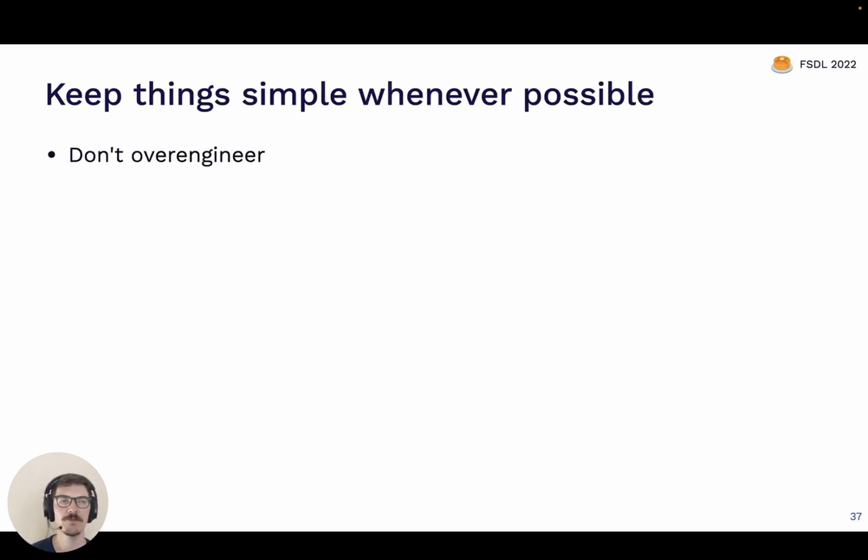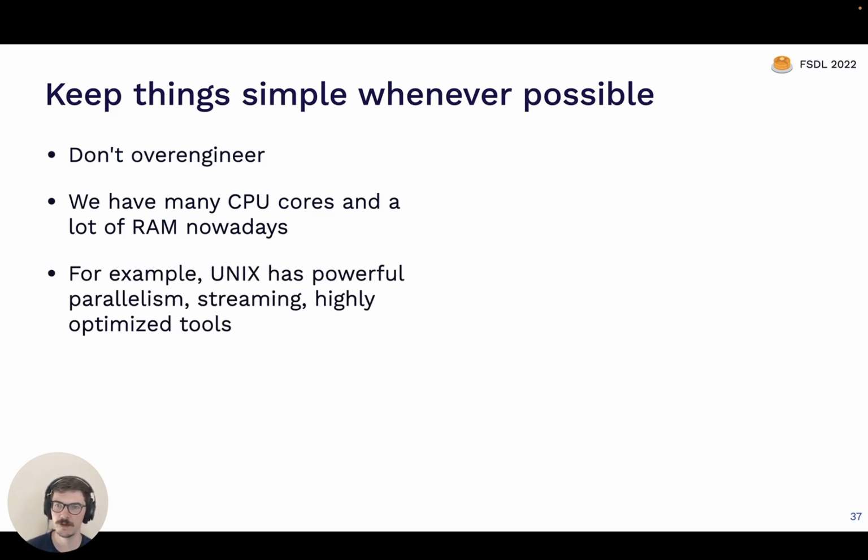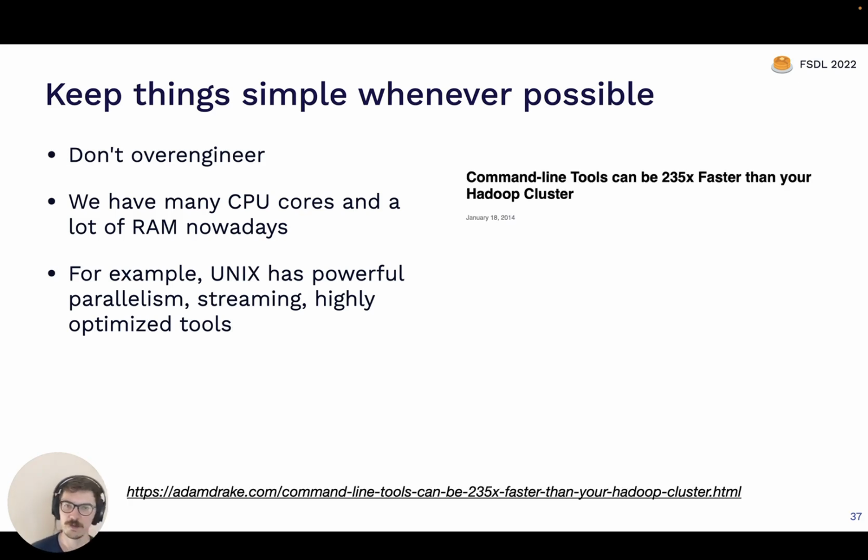The main piece of advice here is don't over-engineer this. You can get machines with many CPU cores and a ton of RAM nowadays. And Unix itself has powerful parallelism, streaming tools that are highly optimized. And this is a little bit of a contrived example from a decade ago. But Hadoop was all the rage in 2014. It was a distributed data processing framework.